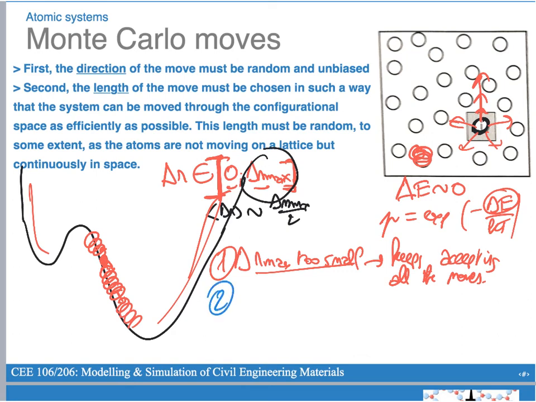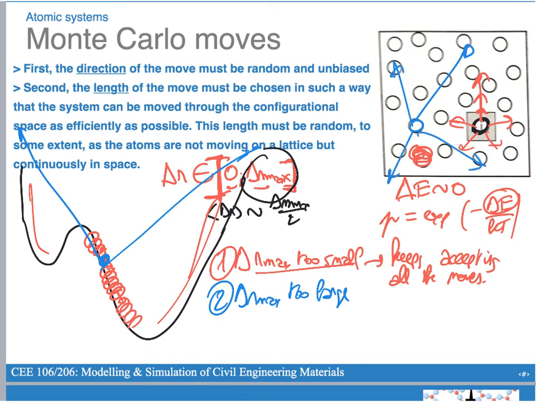On the other hand, if you choose delta R max to be too large, that would also be an issue. Why? Because if you start again from this point, you select one atom and you move it too much, you are very likely to end up with an unrealistic configuration, because the atom moves so much that it's likely to overlap with a neighbor. So you end up with a very unrealistic system with a very high increase in energy. In this case, delta E will be very high, because the energy is increasing a lot.